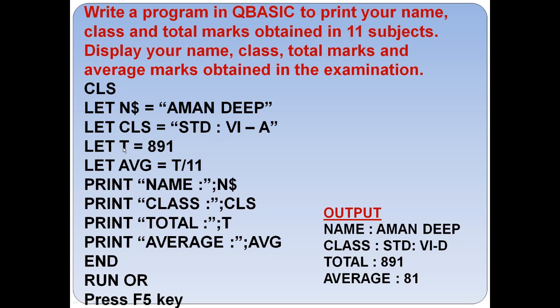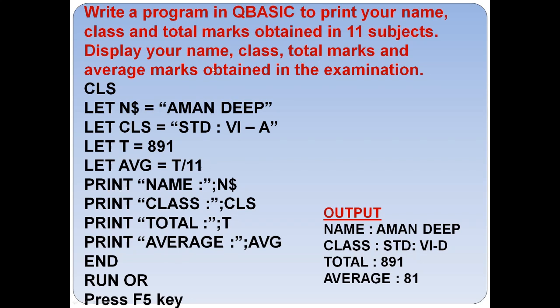Then LET T. T means total marks. We will take any marks. I have taken 891 marks. Then we will find the average. The average formula is total divided by the number of subjects. If we are putting 11 subjects, then we will divide the total by 11. If we are putting 12 subjects, then we will divide by 12. And if we are putting 10 subjects, then we will divide by 10.